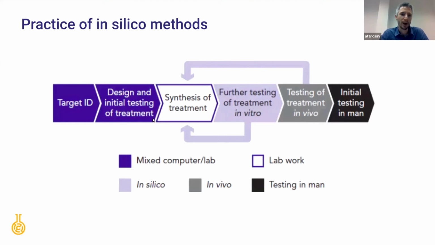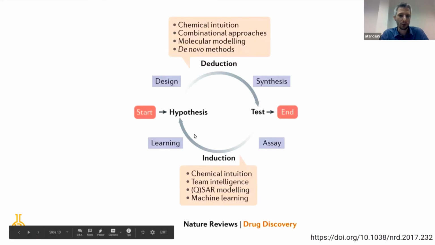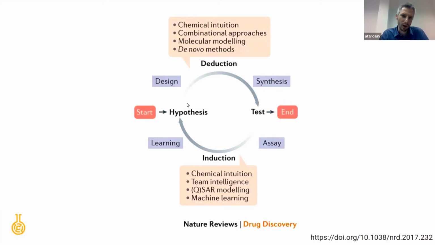But the pipeline is enabled by computational tools in a way that there is a starting molecule with a hypothesis, and then you design alternatives, you synthesize the compound, test it with your assay cascades, and then there will be an analysis of the data that includes chemical intuition, team intelligence, QSAR, which is quantitative structure activity relationship, which is data mining and coming up with equations that can predict the target, and even including machine learning.